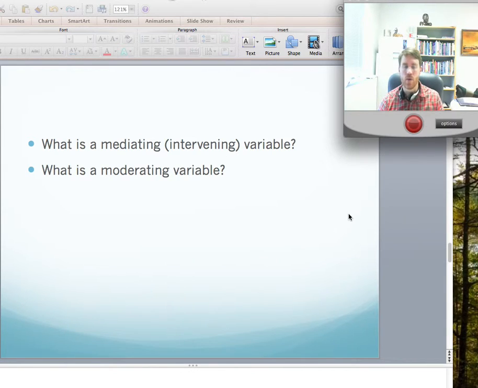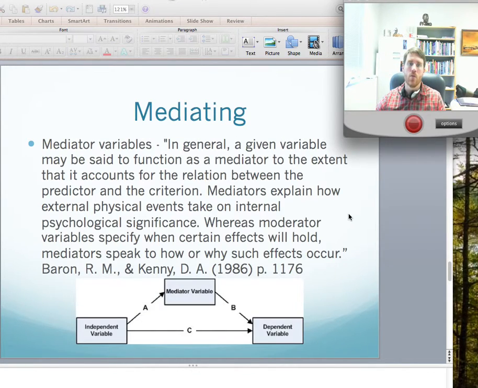Another concept that was brought up in the reading was this idea of a mediating and a moderating variable. The mediating variable is also called an intervening variable. So the mediating variable really is a variable, and here's the definition. This is from a 1986 study, but it's really stood the test of time. It's been around a long time. In general, a given variable may be said to function as a mediator to the extent that it accounts for the relation between the predictor and the criterion.